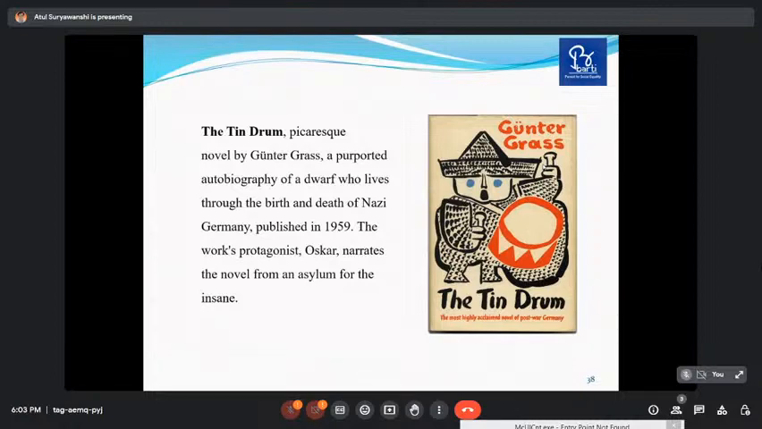Like this is The Tin Drum by Gunter Grass, the recipient of the Nobel in 1999. A purported autobiography of a dwarf who lives through the birth and death of Nazi Germany, published in 1959. The work's protagonist, Oscar, narrates the novel from an asylum for the insane. So I request you to see this work, The Tin Drum, an important piece of literature written by Gunter Grass.